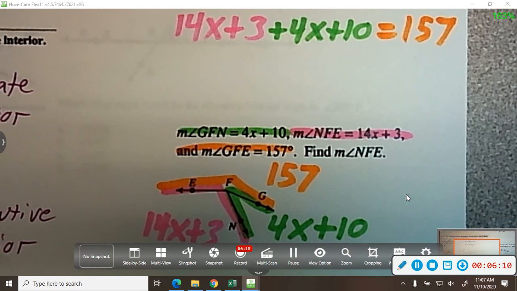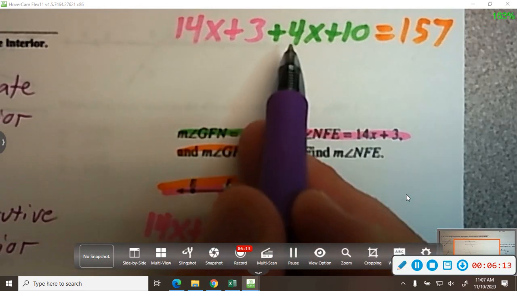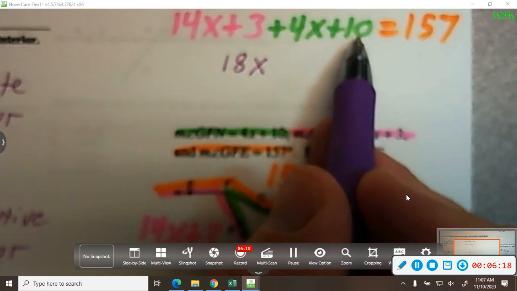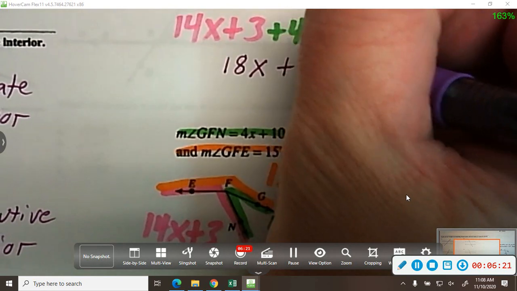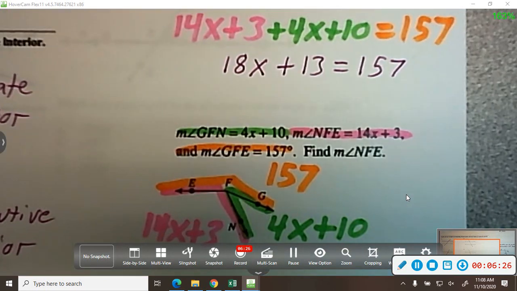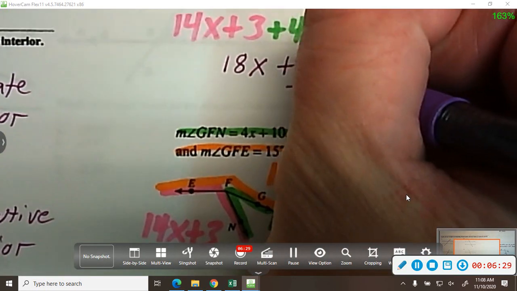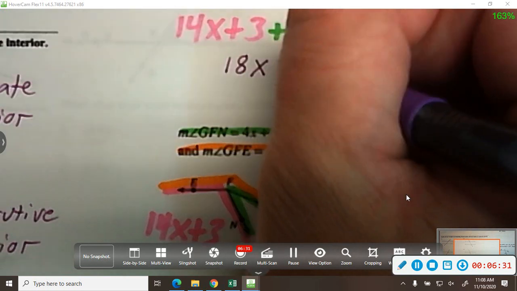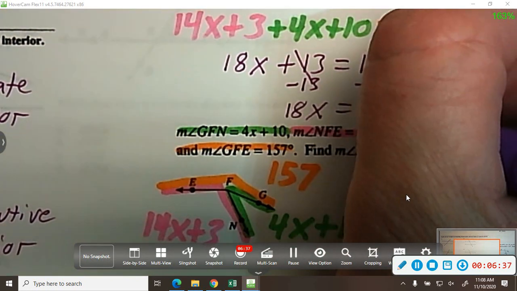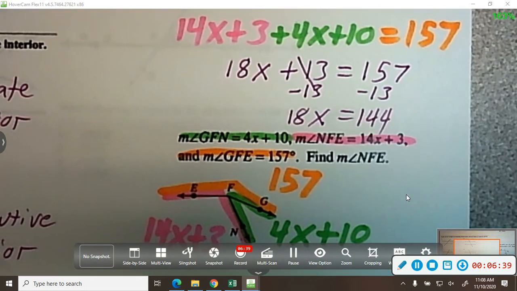From there, we're down to algebra 1. We combine like terms. 14x and 4x is 18x. 3 plus 10 is 13. This is looking way easier as we go. I then take away 13 from both sides. And I get 18x is 144. And then I take 144 divided by 18. And I get 8.